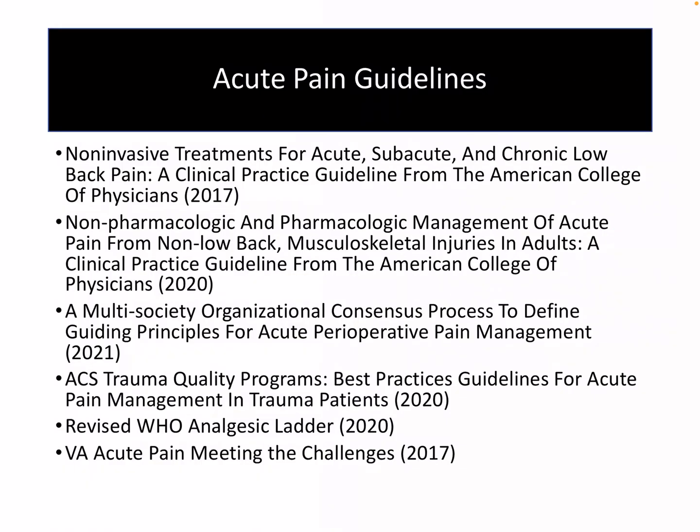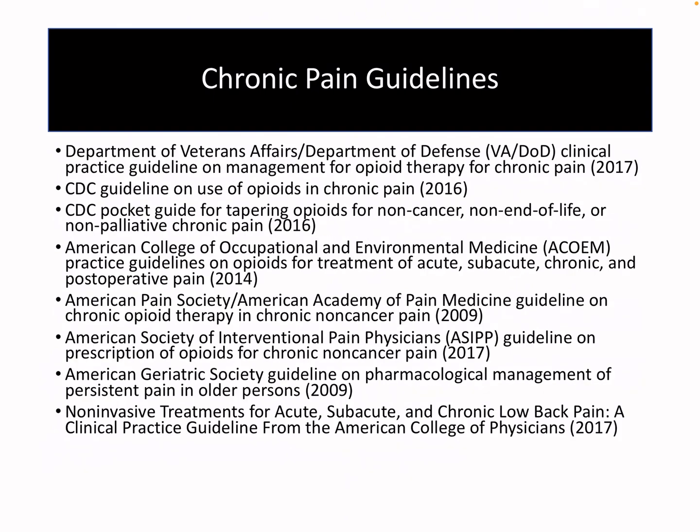Now, there are a lot of guidelines for acute pain. The two that I use the most, and I used the most in creating this, were the ACS quality of trauma and the VA's acute pain. We will talk about chronic pain as well, and you'll see that there are a lot of guidelines for this as well. We will specifically make some recommendations regarding low back pain because those guidelines are a little bit different. But most of our recommendations do come from the ASIPP guidelines, the Veterans Department of Health, and the CDC guidelines for the treatment of opioids for chronic pain.